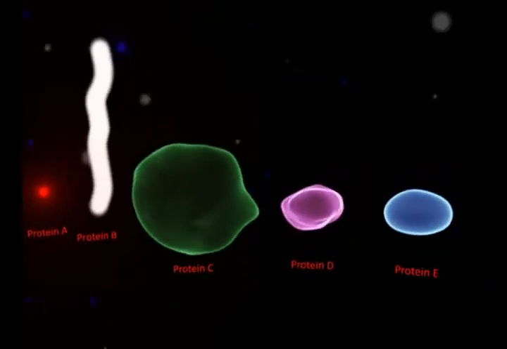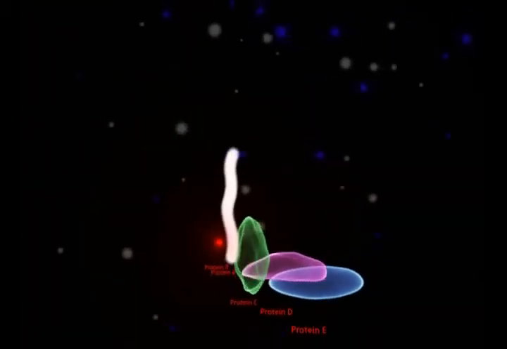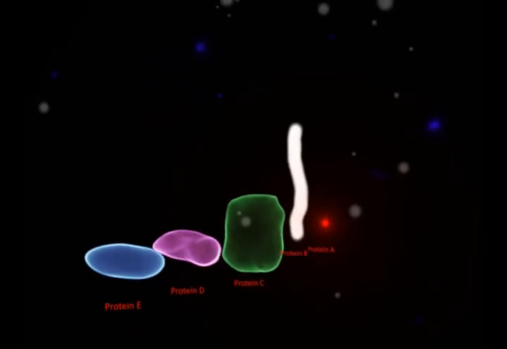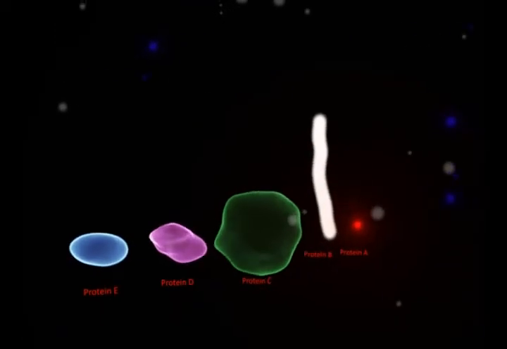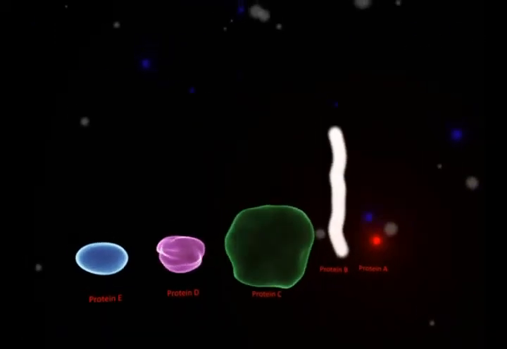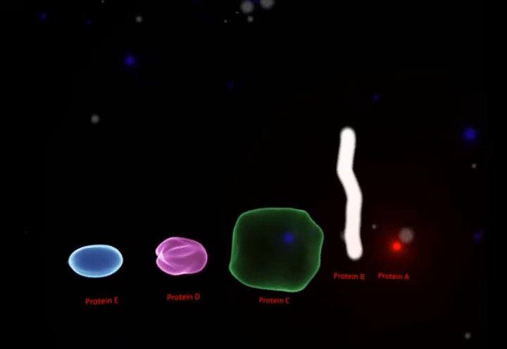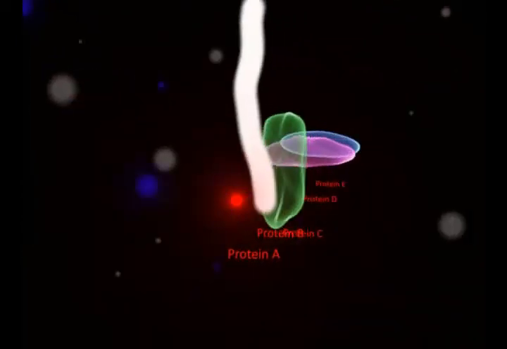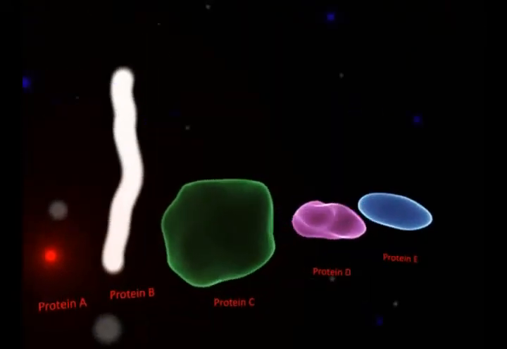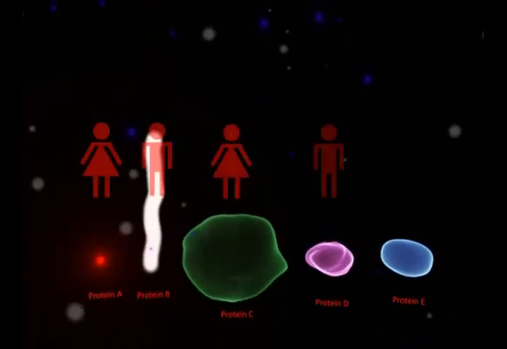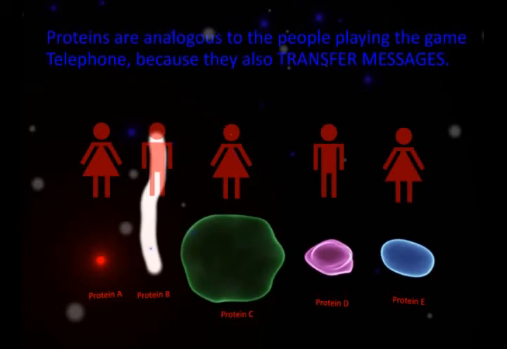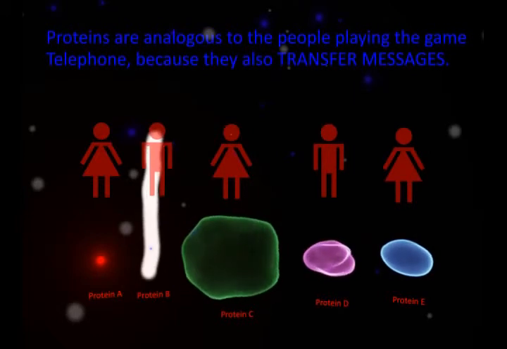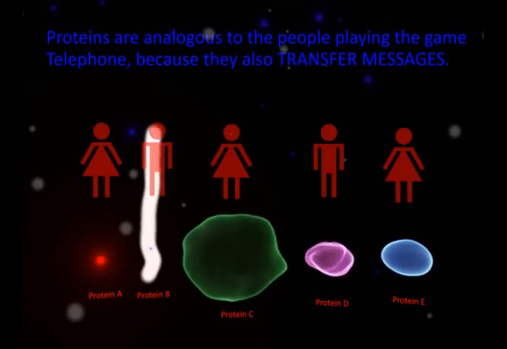In the signaling pathway, we see the same type of message system. Instead of humans, however, the body uses proteins to transfer the message. Proteins come in lots of different shapes and sizes, and as we'll see later on, their shape and size is a reflection of what kind of role they serve in the signaling pathway. So, just to reiterate, proteins are analogous to the people playing the game telephone, as they are the messengers responsible for relaying messages to the cell.